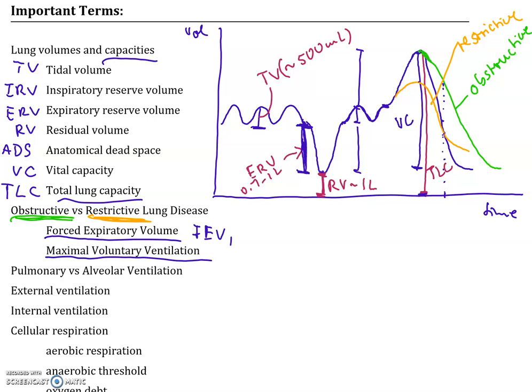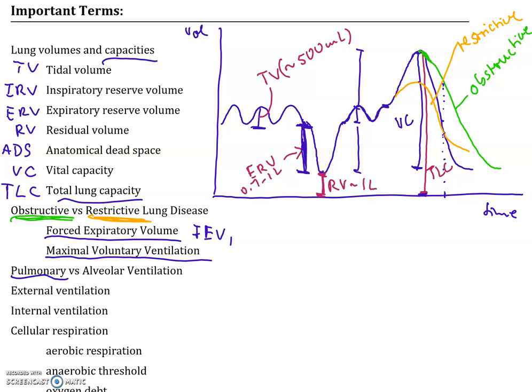Now, the next terms here are pulmonary versus alveolar ventilation. Pulmonary ventilation is the exchange of air through the lungs, whereas alveolar ventilation only takes into consideration the amount of air that actually hits the alveoli, meaning it participates in gas exchange. In other words, pulmonary ventilation counts a volume of air that's stuck in your trachea and your main bronchial tree, stuff that never participates in gas exchange, but it entered your airways, so it counts for pulmonary ventilation. But alveolar ventilation only looks at what actually hit your alveoli.